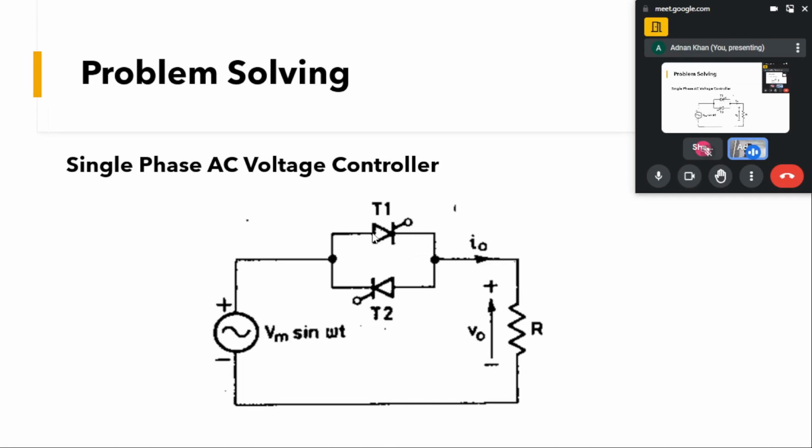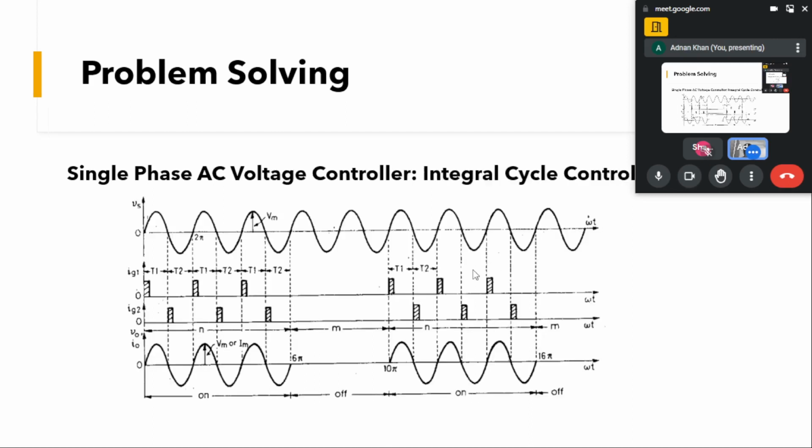We know when T1 conducts, we get the positive voltage across the load, and when T2 conducts, we get the negative. So here, let us say this is a single phase AC voltage source with integral control. That means we want to control the amplitude of the output by controlling the number of cycles for which we turn on the AC controller. So this is called integral cycle control.